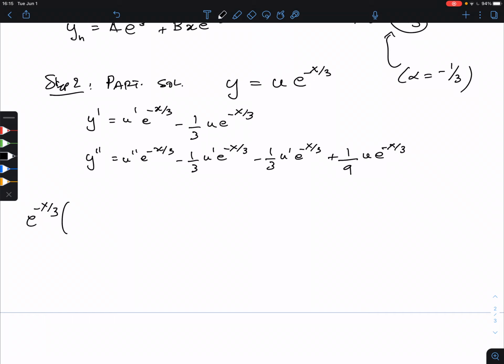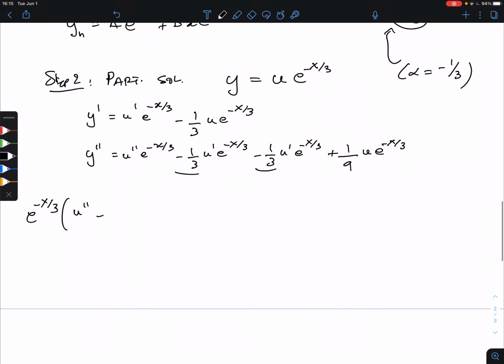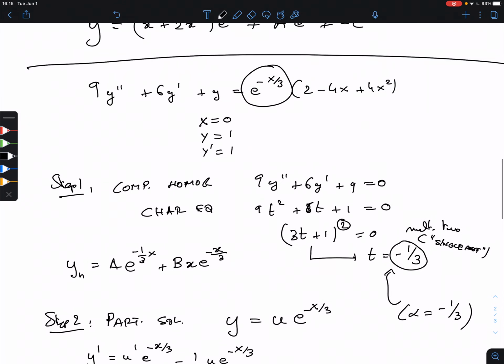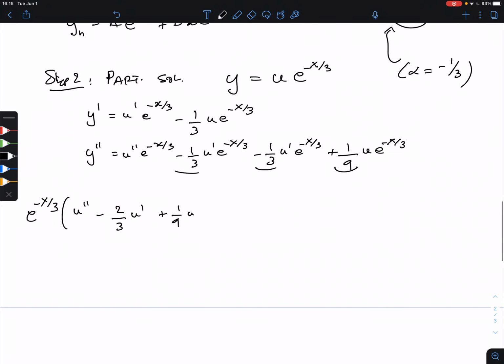And what do we have then? Y prime is there's a u double prime, there's a minus 1/3 and minus 1/3, so minus 2/3. I'm going to combine them already. I have a 1/9 u, 1/9 u. But we had to multiply this with 9, so we have 9 times this. So, okay, I need a little bit, well, let me see. Let me move this around a little bit.